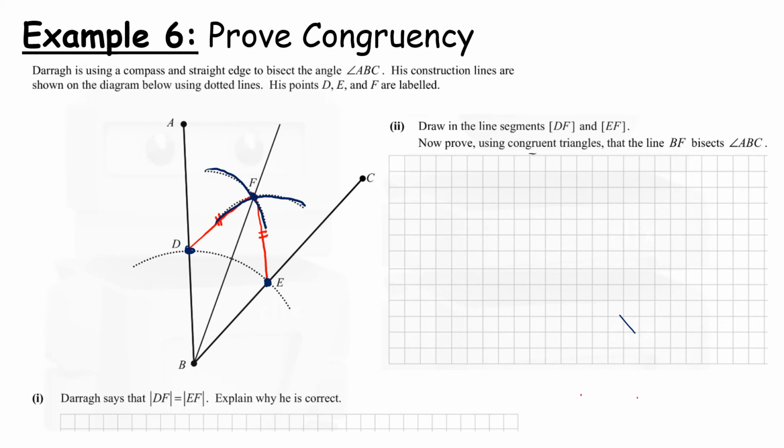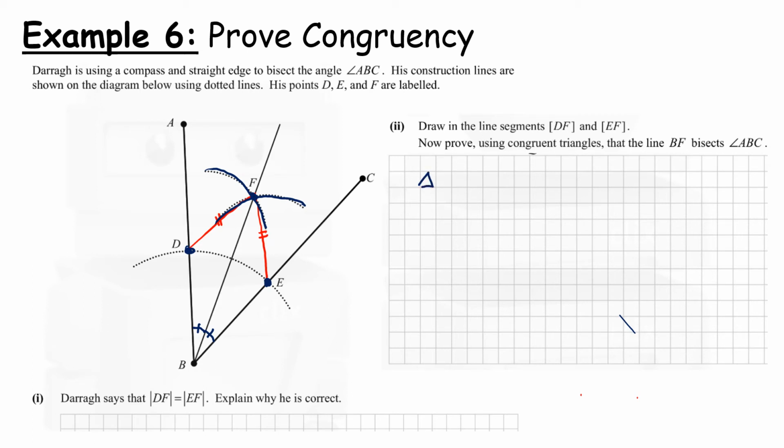Now prove using congruent triangles that the line BF bisects ABC. So really what we're trying to prove is that this angle is the same as this angle. Because if they are equal, that in turn proves that the line BF bisects ABC. They've already given us this huge hint and said using congruent triangles. So we're going to work with two different triangles and we want to prove that they're congruent.